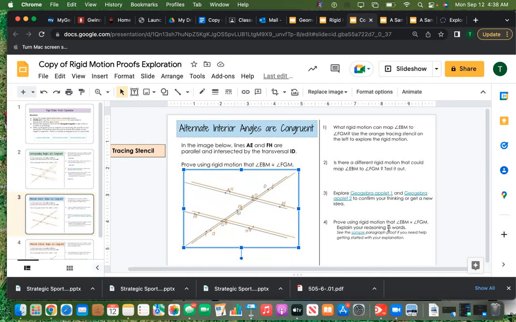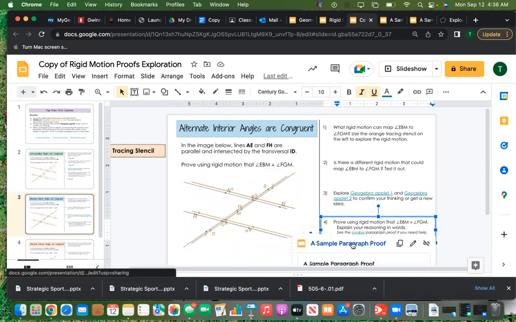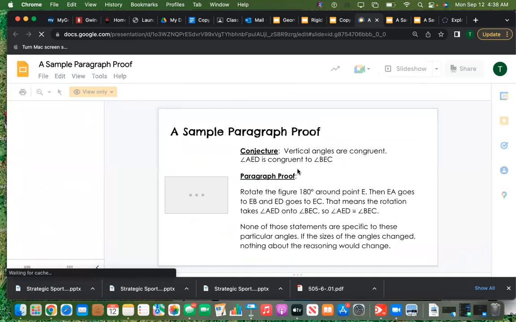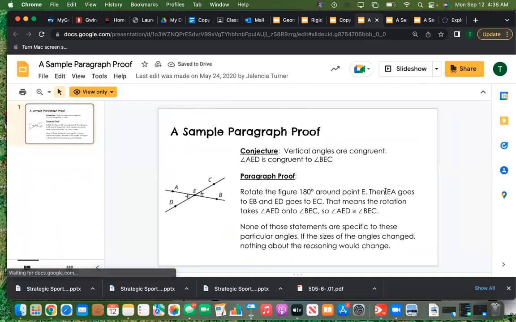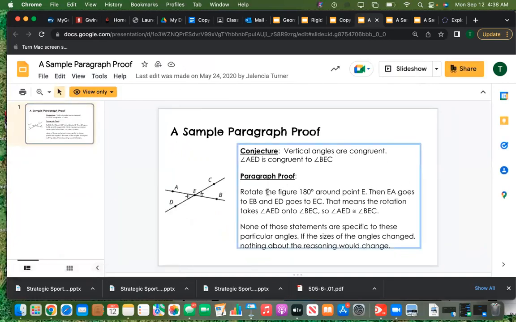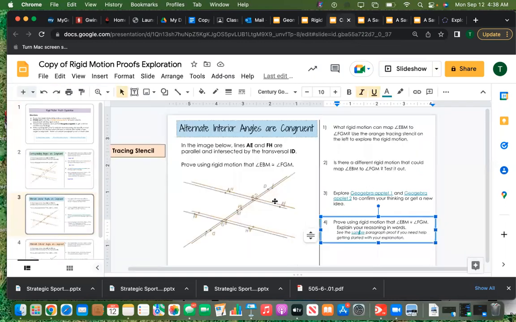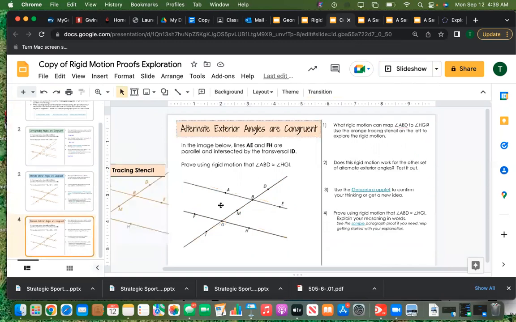Okay, so again, we're writing out a paragraph explaining our reasoning in words. So notice how what we did in the original sample proof, since we rotated 180 degrees, then you would write, then EA goes to EB and ED goes to EC. So that angle, going back to our original, angle EBM goes to FGM, which means that they are congruent by alternate interior angles. I know it's a lot.